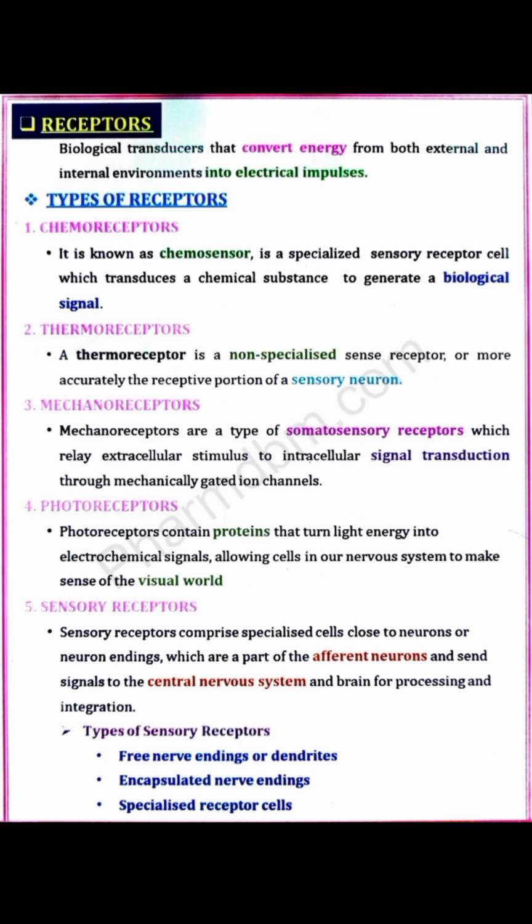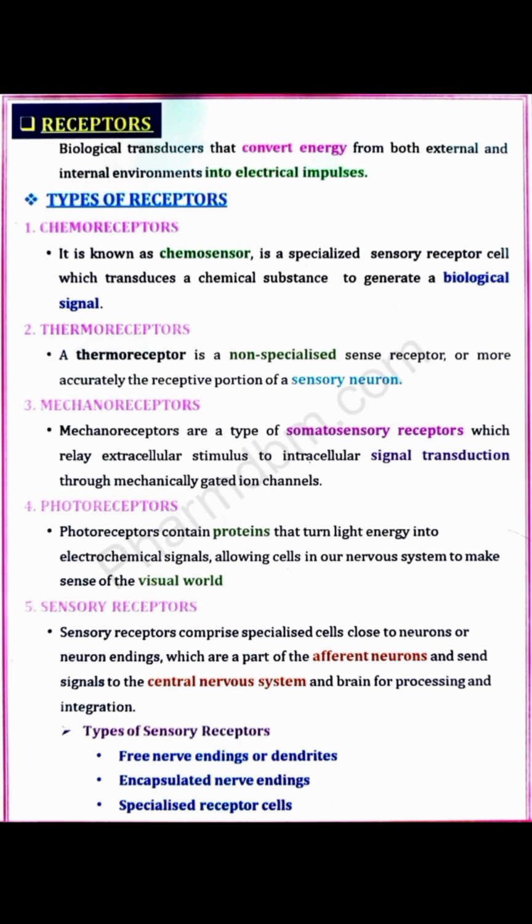Third one, mechanoreceptors. Mechanoreceptors are a type of somatosensory receptor which relay extracellular stimulus into intracellular signal transduction through mechanically gated ion channels. Fourth one, photoreceptors. Photoreceptors contain proteins that turn light energy into electrochemical signals, allowing cells in our nervous system to make sense of the visual world.